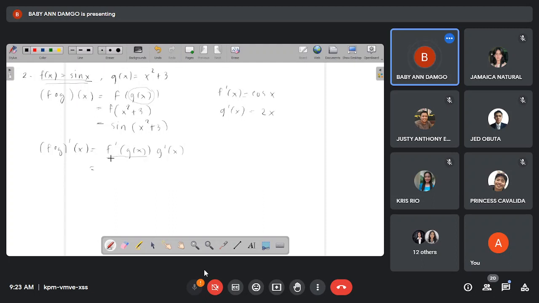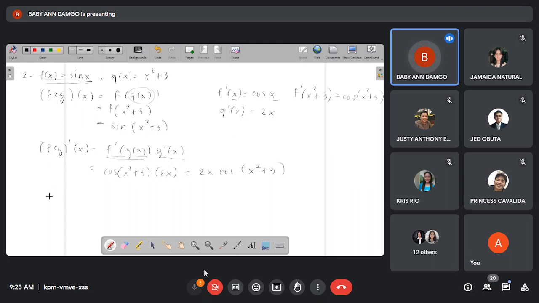Pero sa diri, ang atong gipangita is f prime of g of x. So, ang g of x nimo diri is x squared plus 3. Okay? So, ilisan ra ni ang x sa x squared plus 3. So, this is cosine of x squared plus 3. Okay? So, this is equal to cosine x squared plus 3 times ang derivative ani which is equal to 2x. So, simplify. This is 2x cosine x squared plus 3.